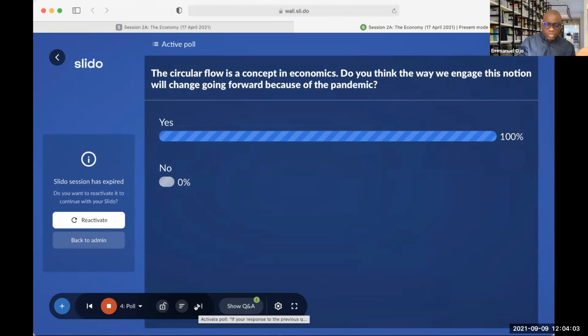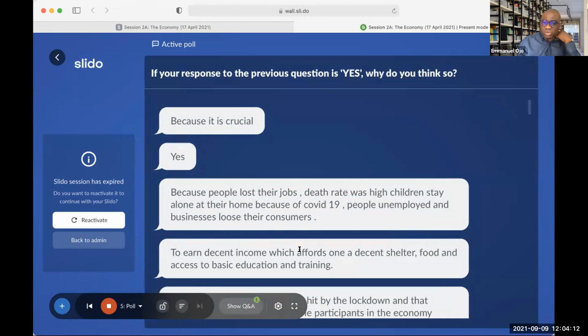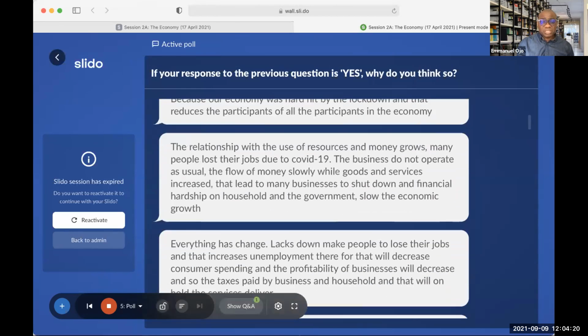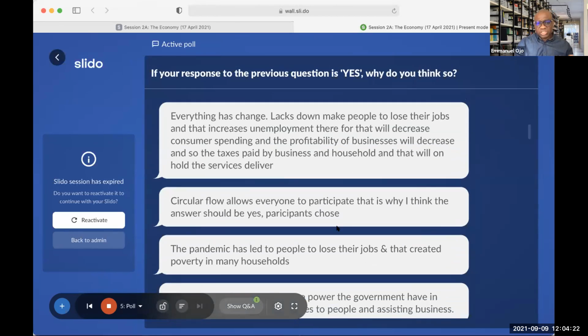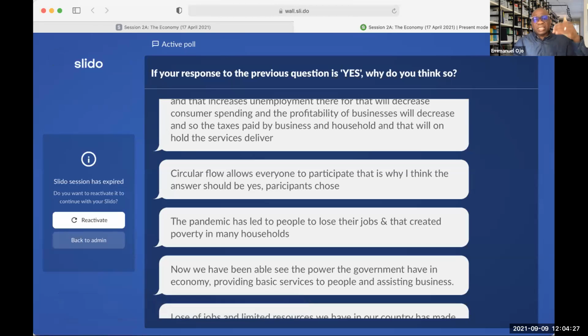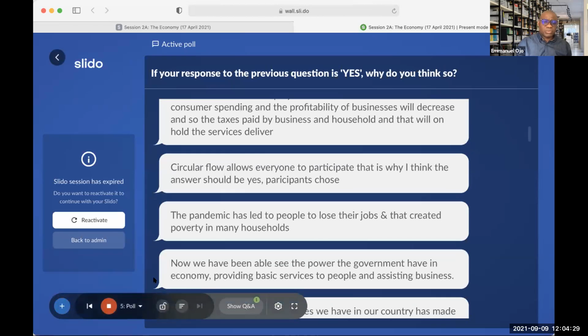So the circular flow is a concept in economics. Do you think the way we engage the notion will change going forward because of the pandemic? So these are some of the responses we also had. And you can see from here that the number of people responding in real time was quite interesting. And these are actually teachers. These were teachers sharing. In real time, we were able to assess the progress they were making in terms of the notions we were sharing with them.